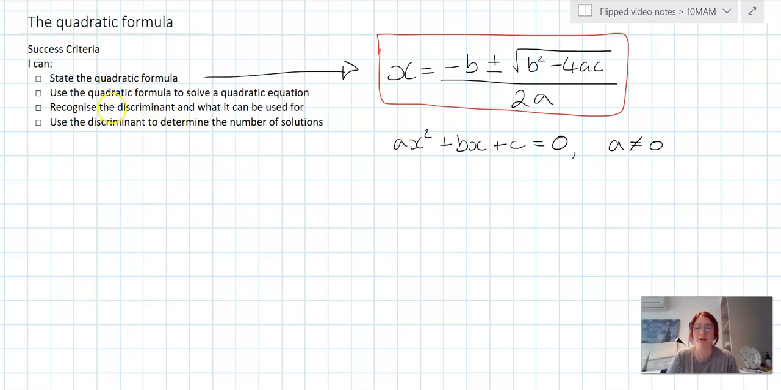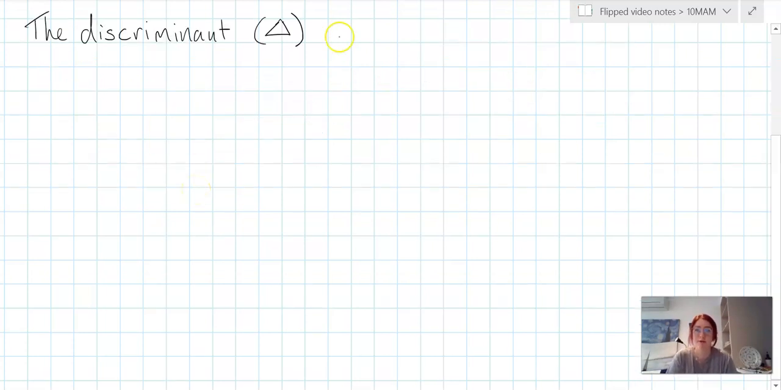We're also going to look at what the discriminant is and what we can use it for, and that is determining the number of solutions. So we'll figure out how we can use that to determine the number of solutions. Let's start with the discriminant. We often use this triangle sign to represent the discriminant, but all it is is the part that goes under the square root in our formula.